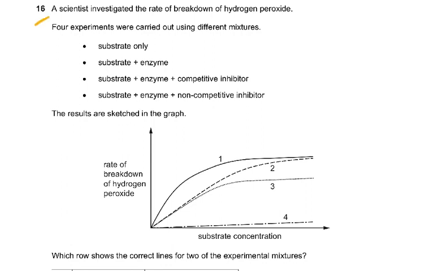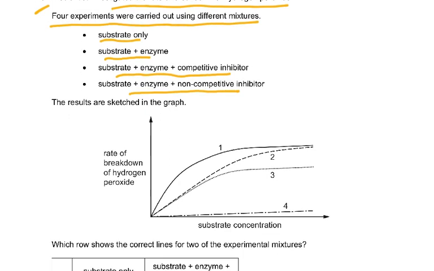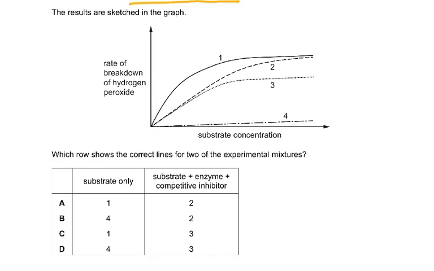Question 16. A scientist investigated the rate of breakdown of hydrogen peroxide. Four experiments were carried out using different mixtures: substrate only, substrate and enzyme, substrate, enzyme and competitive inhibitor, substrate, enzyme and non-competitive inhibitor. The results are sketched in the graph: rate of breakdown of hydrogen peroxide. Now, this is a very important part of the enzyme chapter. If you know it well, you will be able to answer this question very effectively. Which row shows the correct lines for two of the experimental mixtures?